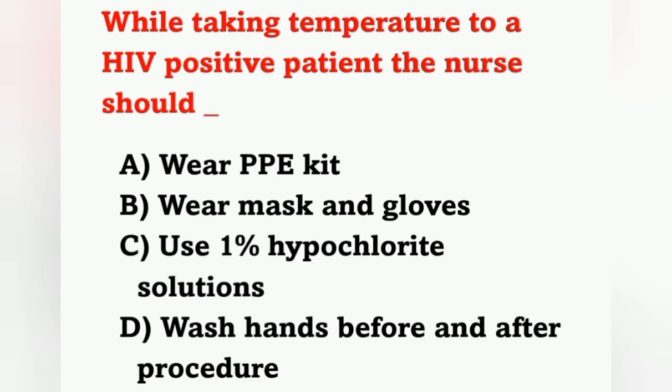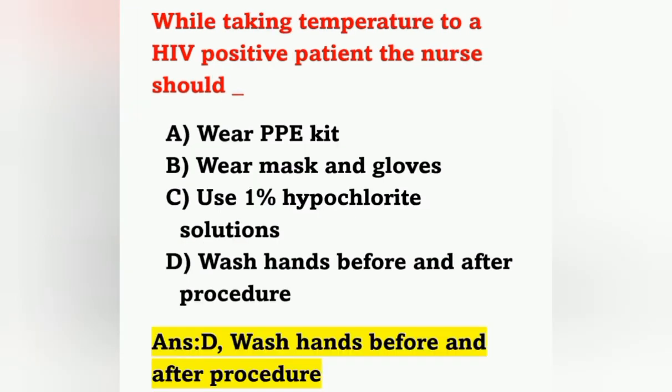The next question, while taking temperature to a HIV positive patient, the nurse should: option A wear PPE kit, option B wear mask and gloves, option C use 1% hypochlorite solution, option D wash hands before and after procedure. We should wash hands before and after the procedure. Option D is the correct answer. In the previous question, while giving oral care, we are touching the patient, so we should wear the gloves. Here we should wash the hands before and after procedure.